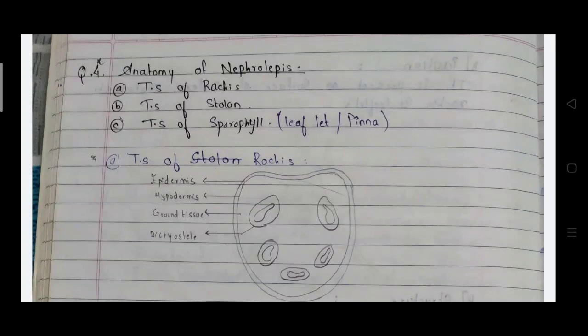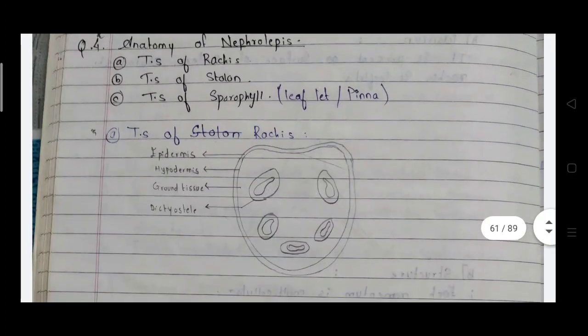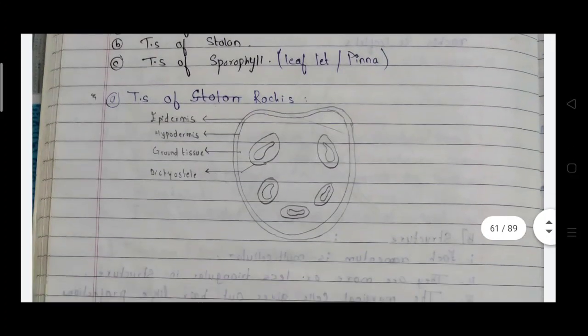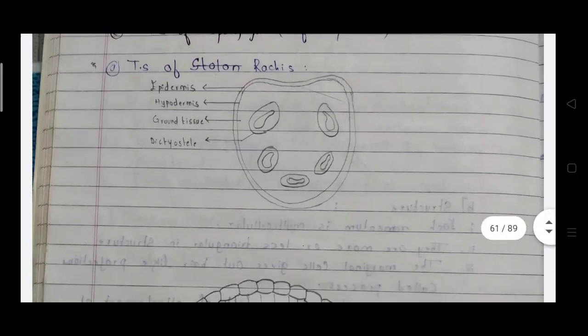First of all, we discuss the rachis. This is the rough transverse section of the rachis. In that, the outer layer is the epidermis. Then below the epidermis there is the hypodermis region. Then there is the ground tissue, and at scattered positions the dictyostele is present.